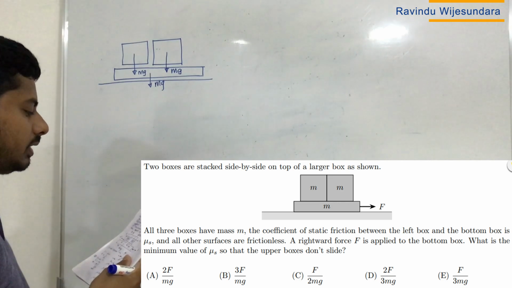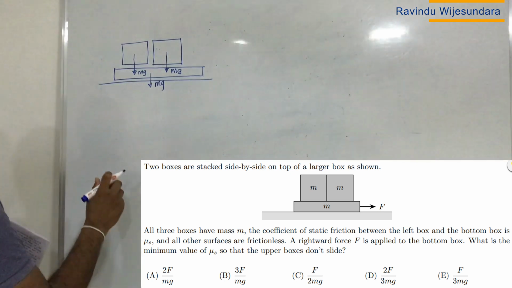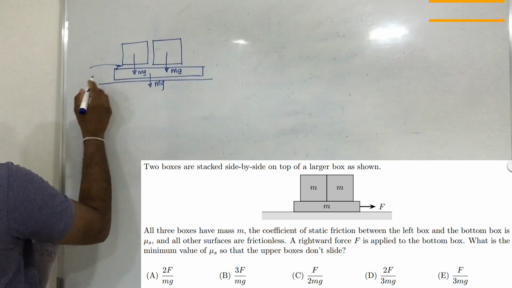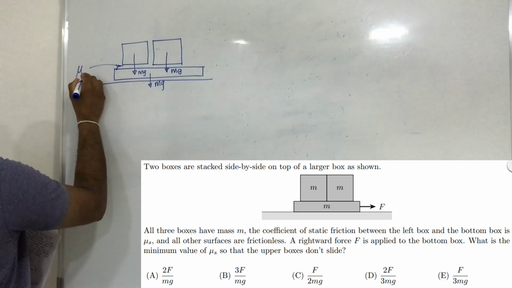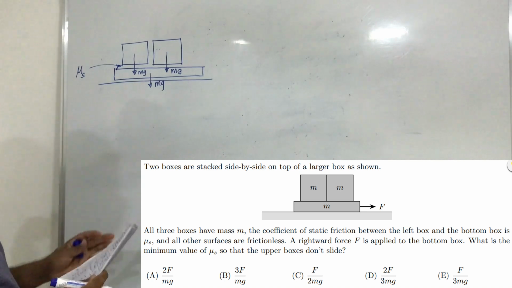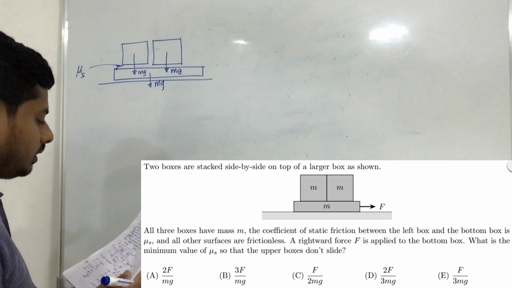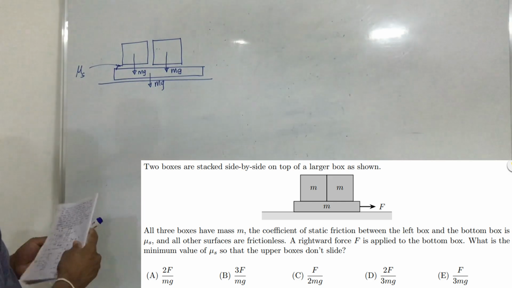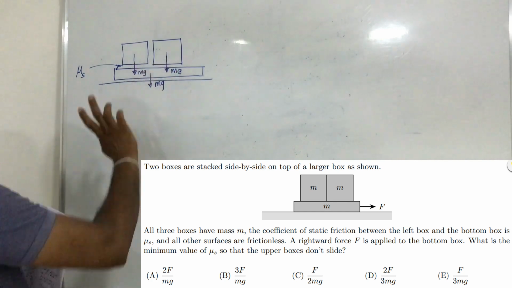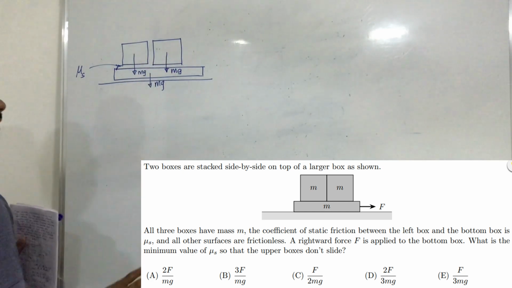The coefficient of static friction between the left box and the bottom box is mu s. So this is the left box, and the coefficient of friction between these two surfaces is given as mu s. That is the static friction coefficient. We will talk about what the static coefficient is. All other surfaces are frictionless, so all the other contact points do not create any friction. Here no friction, in between these two surfaces no friction, these two surfaces no friction.